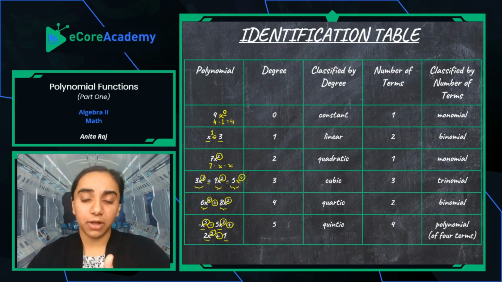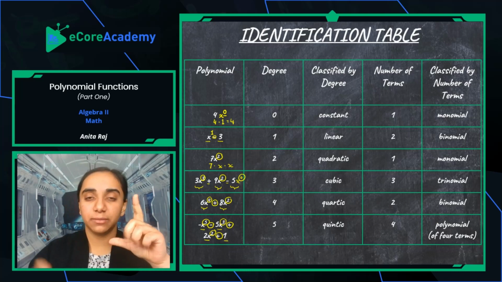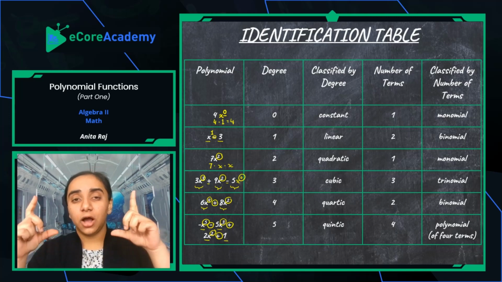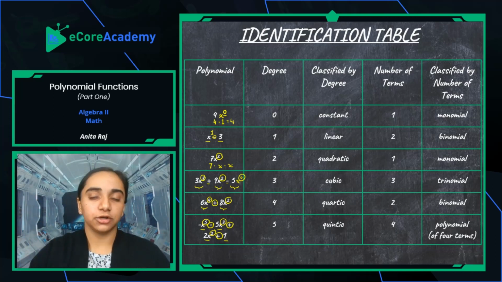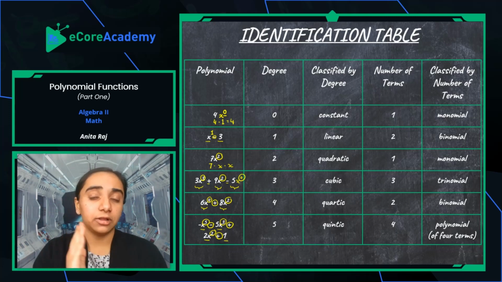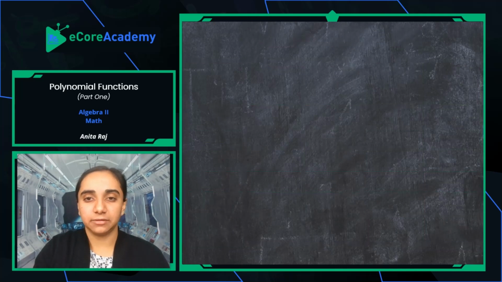What I like to do is write polynomial, and then underneath it, I'll always write parentheses, and then I'll say of 4 terms, because here we had 4 terms. If it has 5 terms, polynomial, parentheses of 5 terms. I always just do that to clarify to my teacher that I know exactly how to classify this polynomial based off of the number of terms it has. So just keep that in mind.